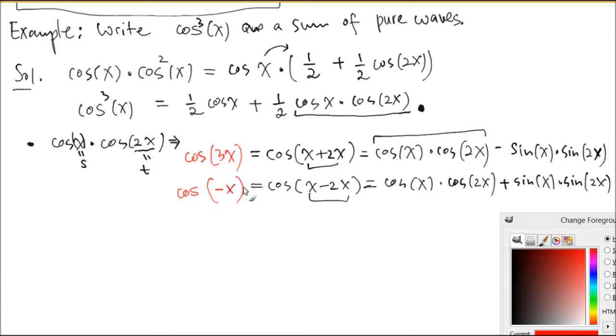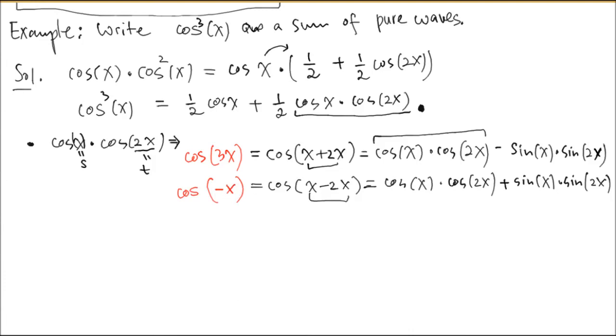Isn't that negative x? Right? X minus 2x? Well, cosine negative x is not quite the pure waveform, but because cosine is an even function, the negative just disappears. If this is sine negative x, the negative pulls out. That's the odd function. So what I have accomplished here is that this is what we wanted to know.